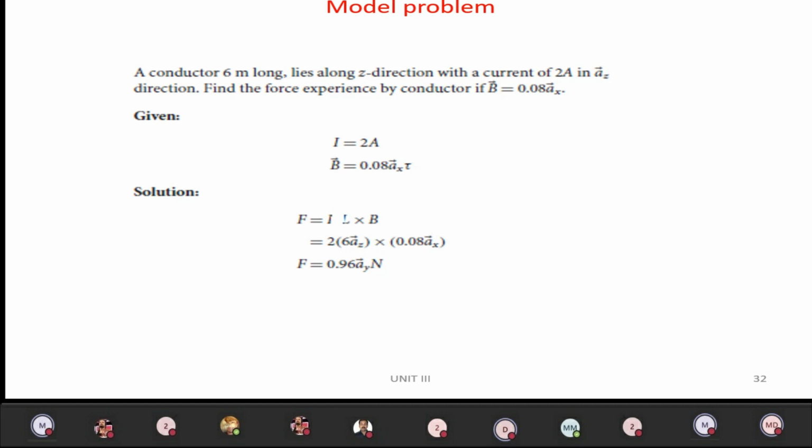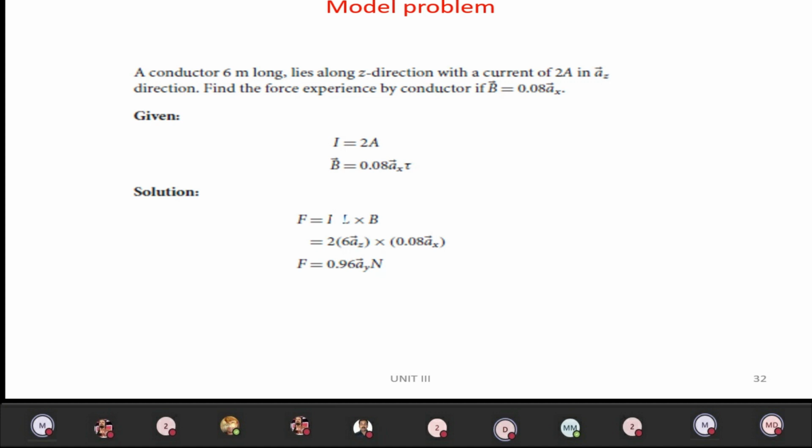Current of 2 amperes in AZ direction. Find the force experienced by the conductor if B vector equals 0.08 AX vector. They are given the I value and the B value. So we have to calculate the force.